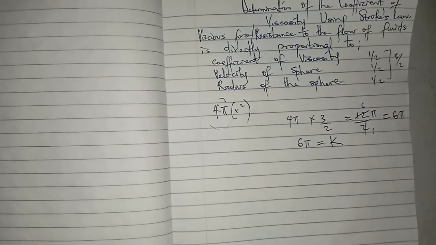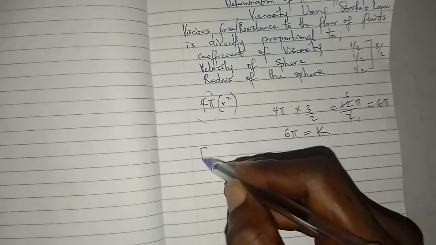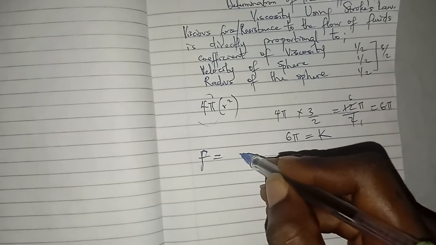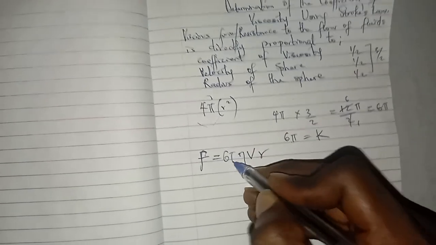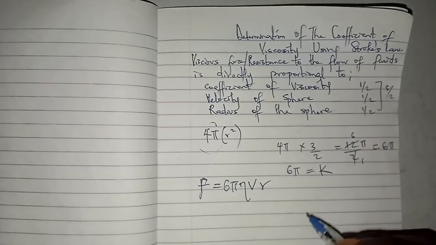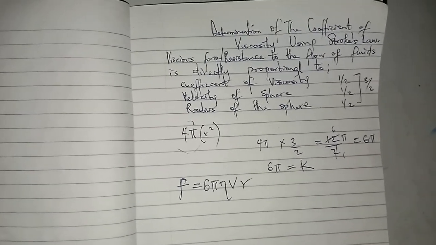So when you do it, you now see that it is varying directly. That is the law. The viscous force is directly proportional to the coefficient of viscosity, V and R, with the 6 pi. So this is Stokes' law on viscosity. Why I did not put V here for viscosity is because there's already V for velocity. So there you have it.